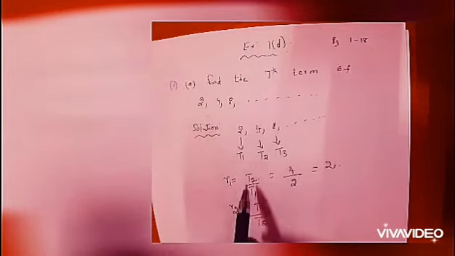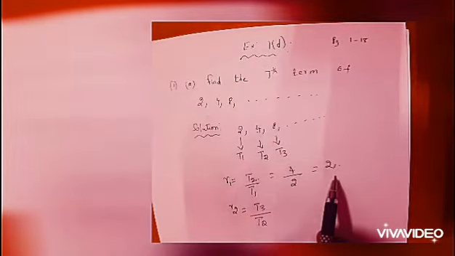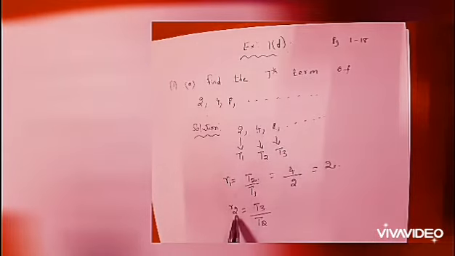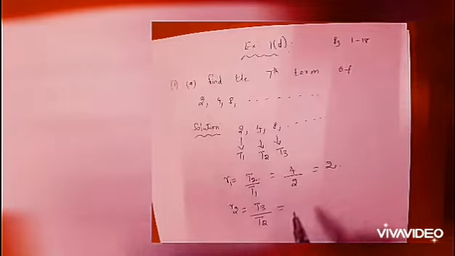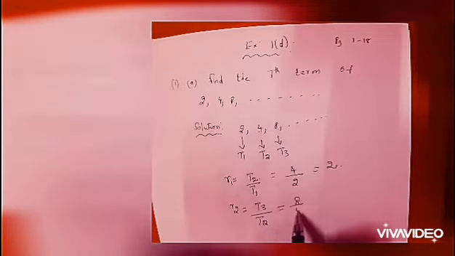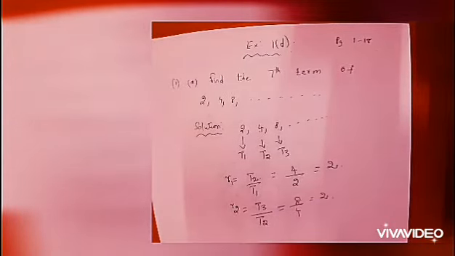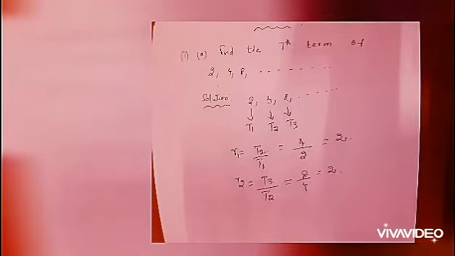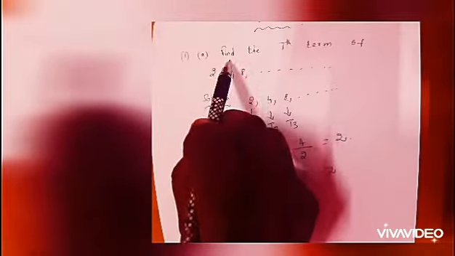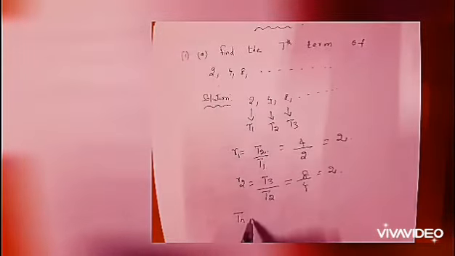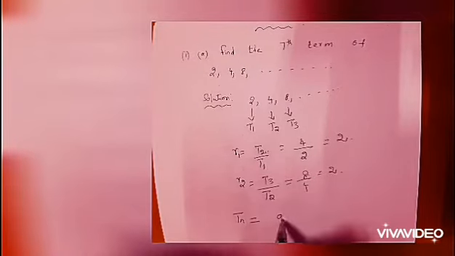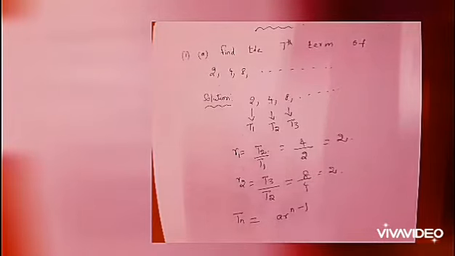R1 is equal to T2 by T1, which is 4 divided by 2, which is 2. Similarly, second common ratio: R2 is equal to T3 divided by T2, which is 8 divided by 4, which is 2. So we have the same common ratio, so definitely it's a GP problem. The question is, find the 7th term. What is the general formula for GP? Tn is equal to A R to the power n minus 1.